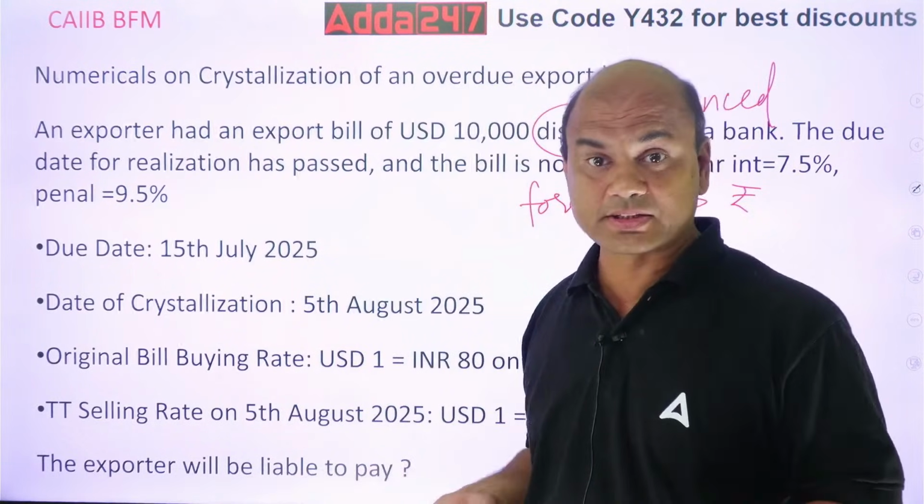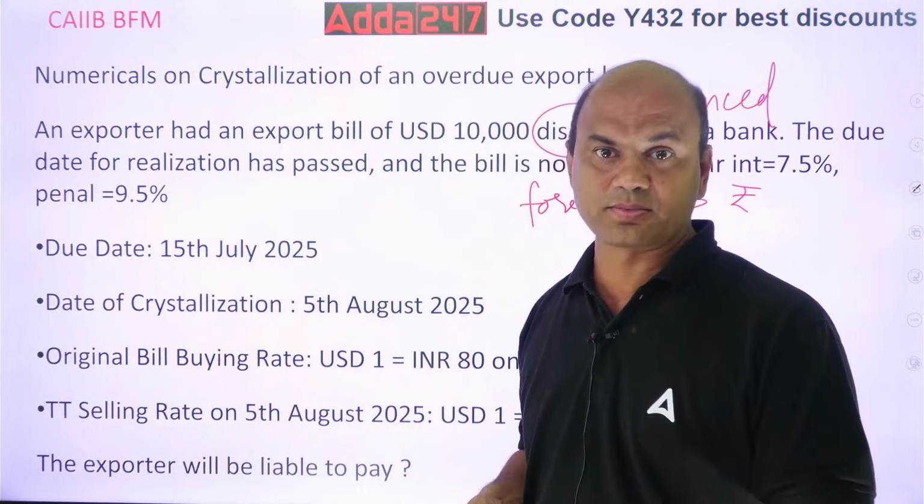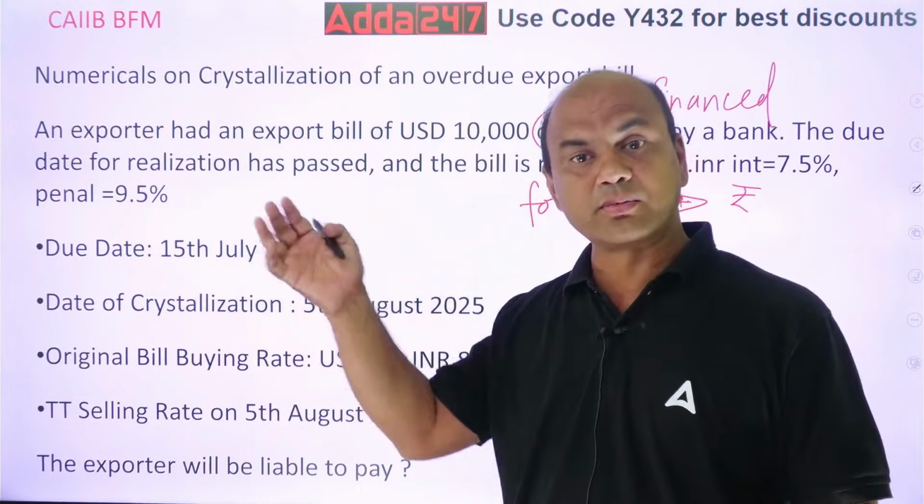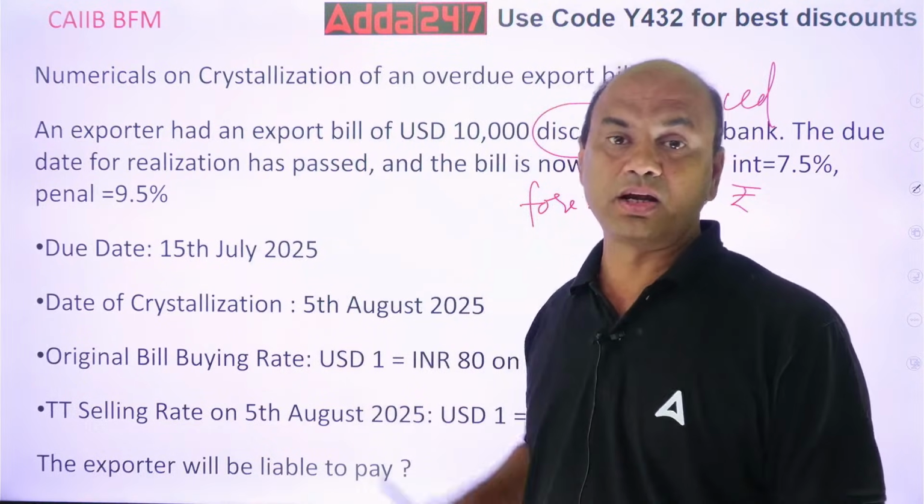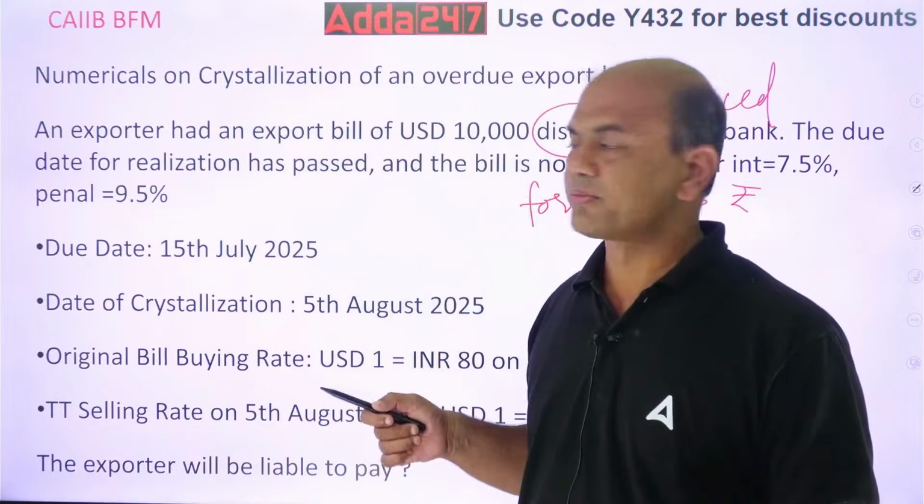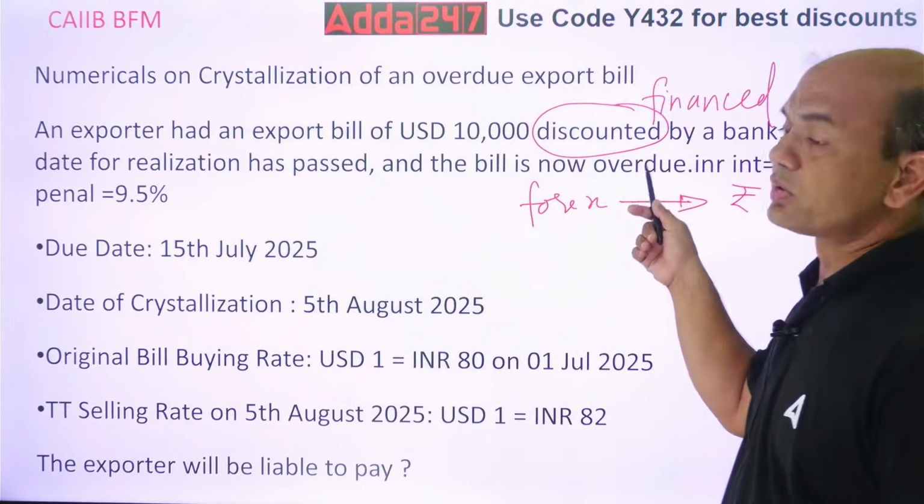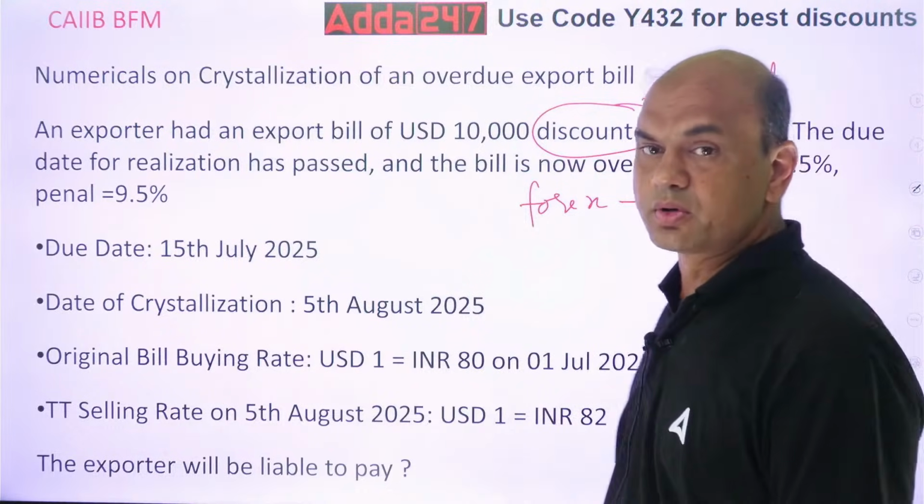This should have been received by the bank, because what will the bank do? The bank has given you the finance, customer, and now it has to get the money from the buyer in dollars on the due date, but it has not got it. And the bill is now overdue. Okay, the bill is overdue now.